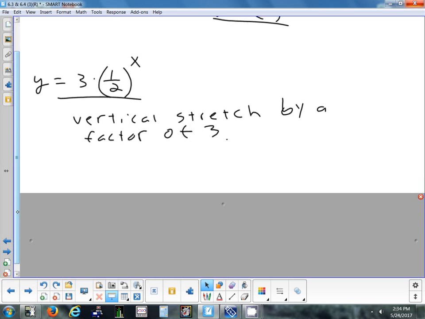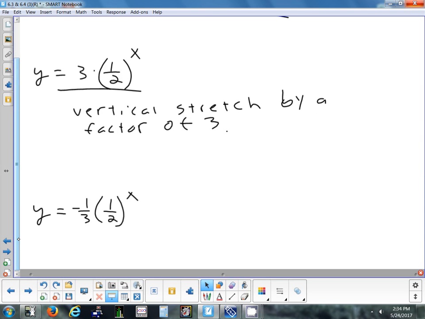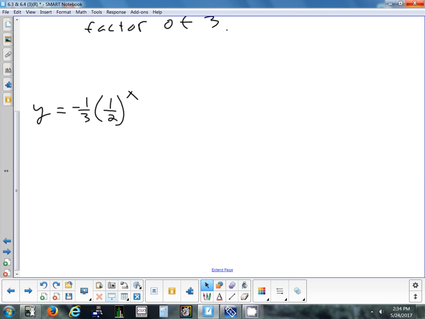Now, when do you have to add a second part to that? If what? When what's negative? The number outside the parentheses or the number inside the parentheses? Good. So what would be the start of your sentence here? Vertical stretch by a factor of 1/3. Good. Okay, let's stop with that for a second. Vertical stretch by a factor of 1/3.